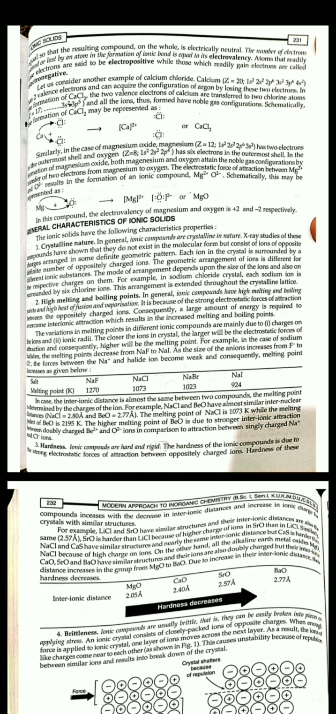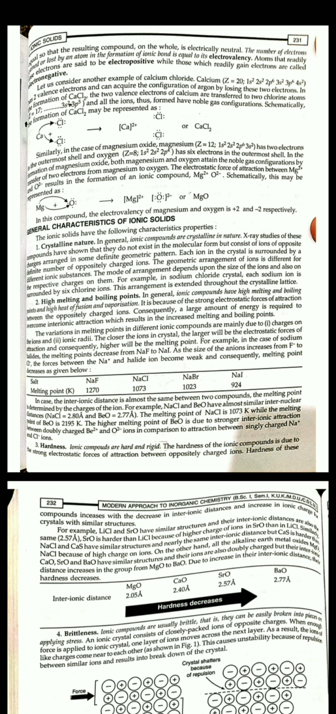Fourth, brittleness. Ionic compounds are usually brittle, that is, they can be easily broken into pieces on applying stress. An ionic crystal consists of closely packed ions of opposite charges. When enough force is applied to an ionic crystal, one layer of ions moves across the next layer. As a result, the ions of like charges come near to each other. This causes instability because of repulsion between similar ions and results in the breakdown of the crystal.